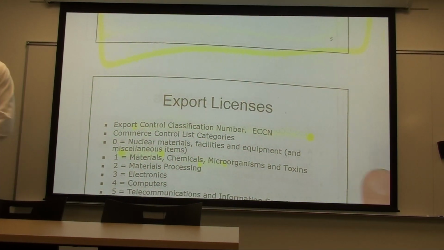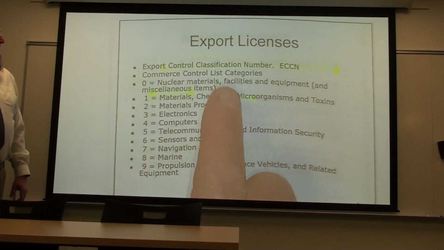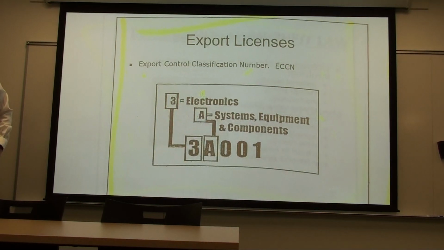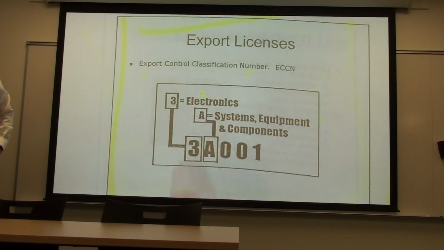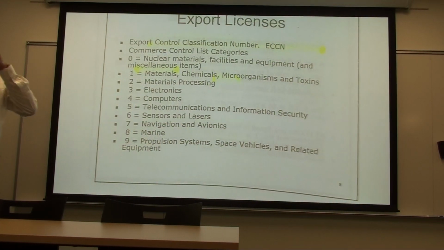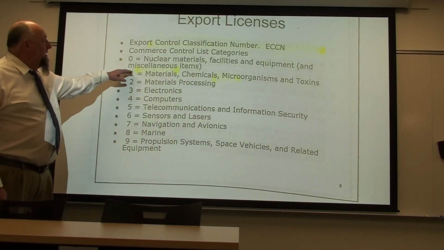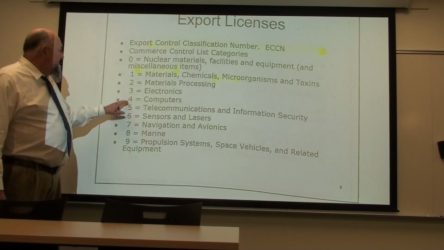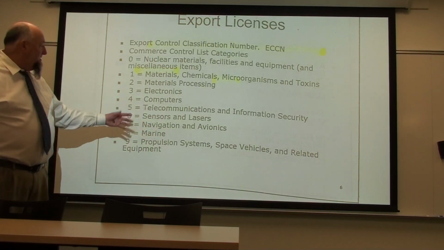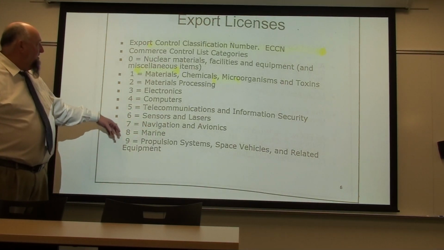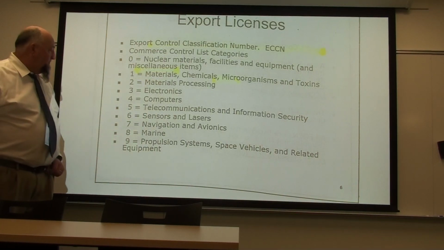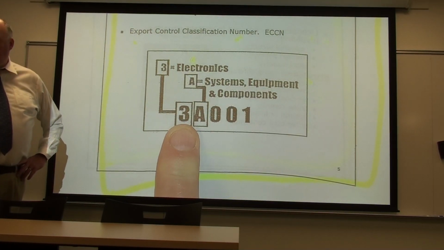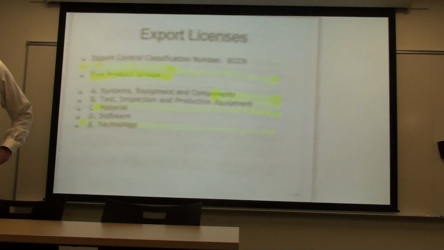The first number is going to be the broad control category list. So this first number right here, here it's 3, as in 3A001. So 3 is electronics. This is the general list of the first number in an ECCN, and that will be the broad overall category for that type of product. So 3 is for electronics, 4 for computers, 5 telecommunications, navigation and avionics under number 7, on down the line. So that's that first number. You're going to look for your broad category number for the type of product that you're going to be exporting. And then the next is a letter.